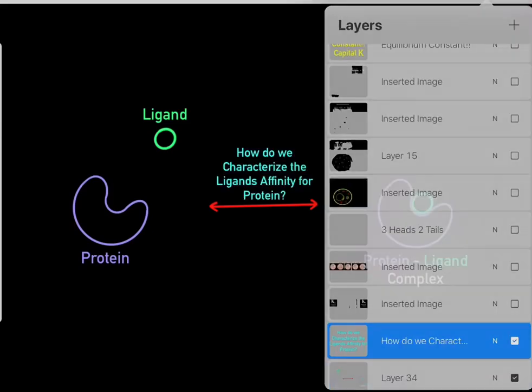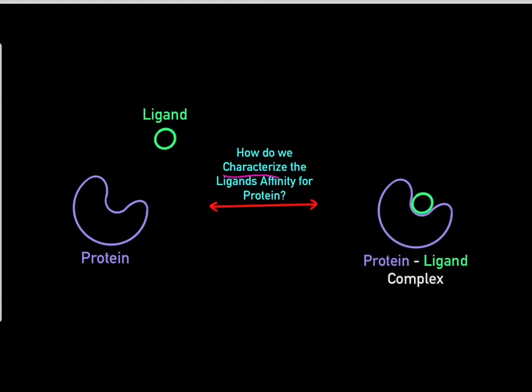However, you may wonder, how can we characterize the affinity that this ligand has for its protein receptor? Does this ligand bind tightly, or does it barely bind at all? How would we objectively characterize and measure that affinity that the ligand has for the protein receptor?